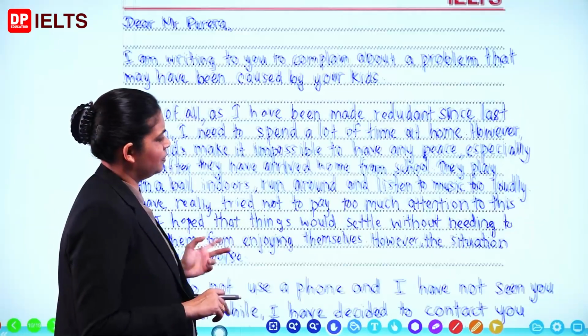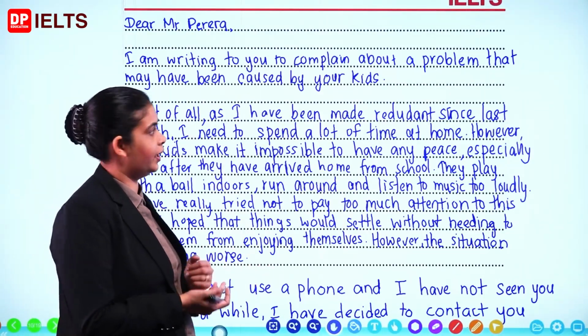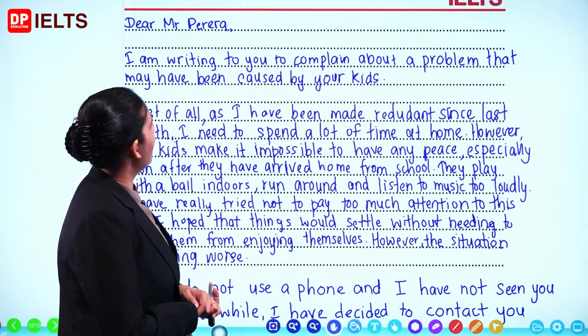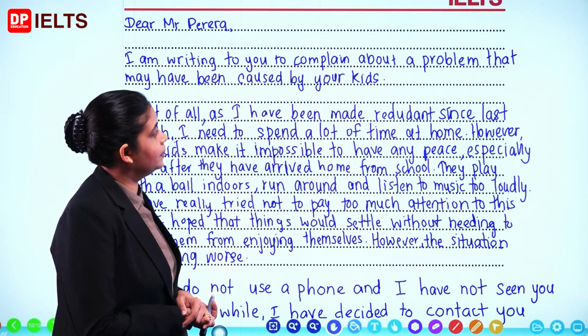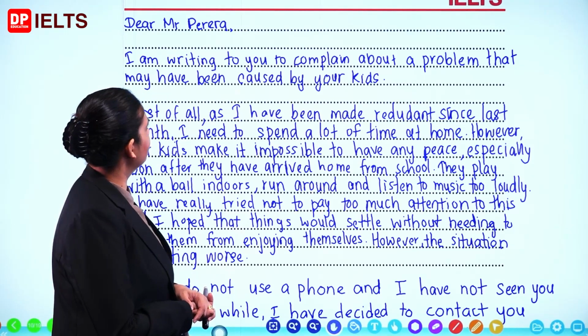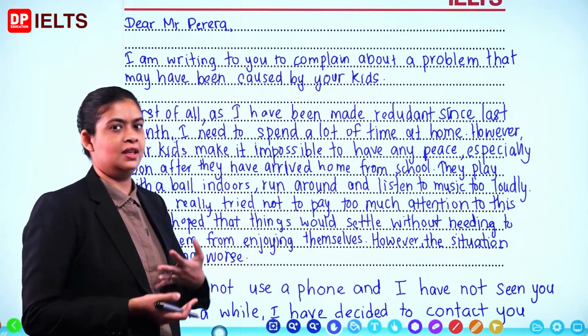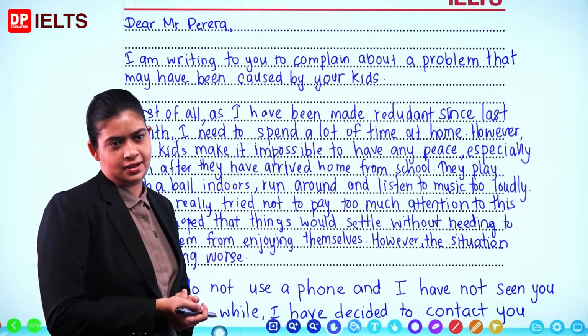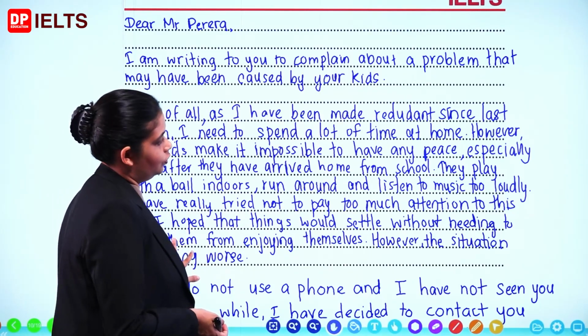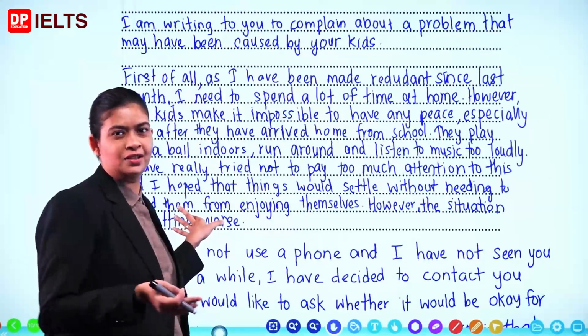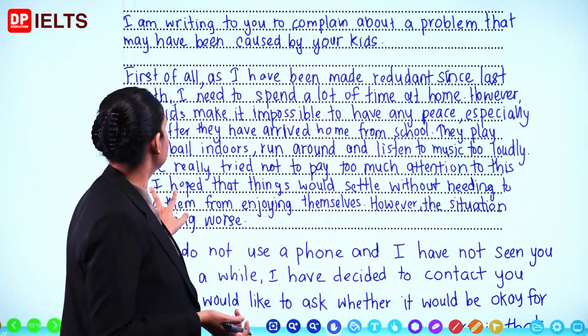ඒකේ language ටික බැලුවොත් මං හිතන්නේ we are okay, right? I'm writing to you to complain about a problem that may have been caused by your kids. ඉතින් මම මේ ලියන්නේ kids ලා ගැන ඔයාගේ ප්‍රශ්නයක් කියන්න, right? So ඕගොල්ලන්ට ඕන නම් වෙන situation එකක් ලියන්න පුළුවන්. I just took it up as an easy one, right?